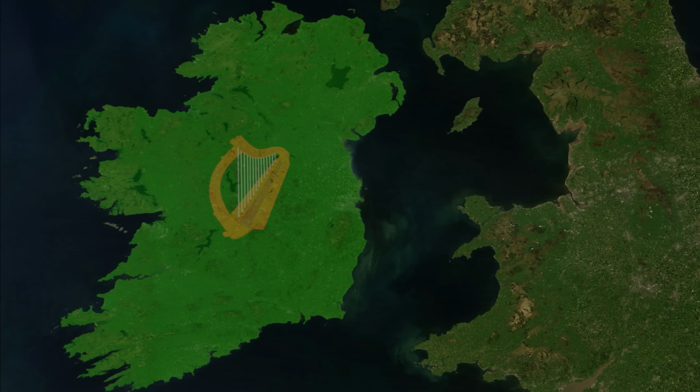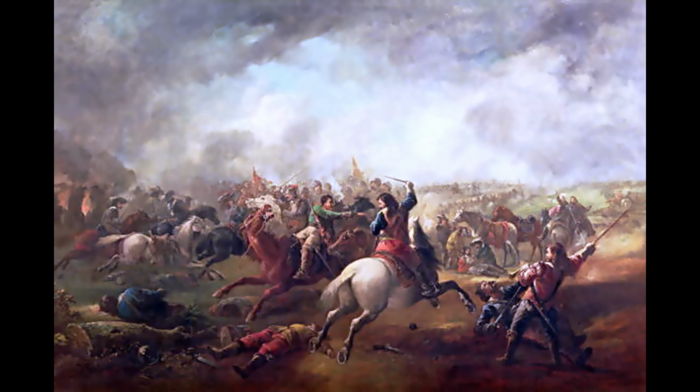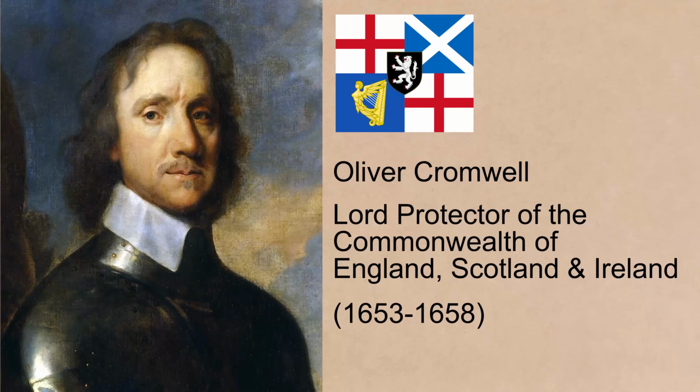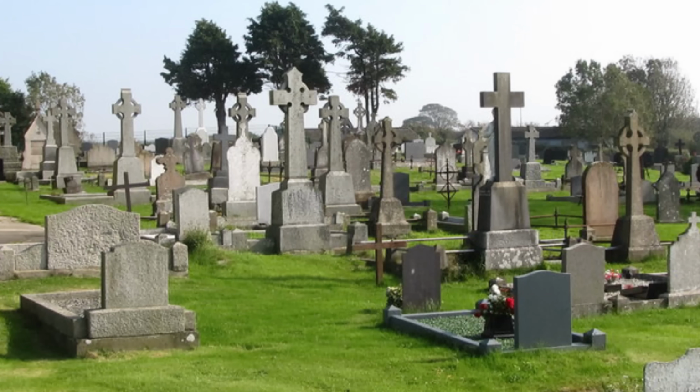This was until 1649, when Oliver Cromwell and his New Model Army conquered Ireland after overthrowing the English monarchy, executing Charles I and declaring himself Lord Protector of Scotland, England and Ireland. Cromwell ruled over the three kingdoms until his death in 1658. During this time there was more confiscation of land from the native Catholics, and anyone even suspected of being involved in the 1641 rebellion was executed.